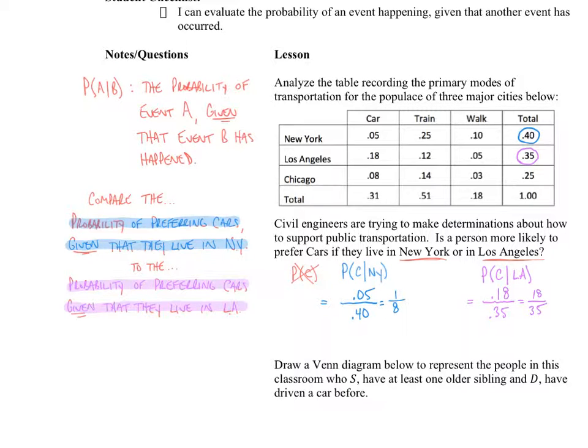Okay, so we've done the math here, and since it's not asking us for the exact probability, we're just using this to support our argument, I'm going to turn these into percents just so that I can see a little bit better what these numbers actually mean. If you find out what 1/8 is as a percent, it's approximately 13%. And 18/35 is approximately 51%. So now it should be a little bit clearer. Where is it more likely that someone is going to prefer a car? Well, someone in New York has a 13% chance of preferring a car, and in Los Angeles, people have a 51% chance of preferring a car. So therefore, people are more likely to prefer a car in Los Angeles. And I would write out, people are more likely to prefer the car in Los Angeles.